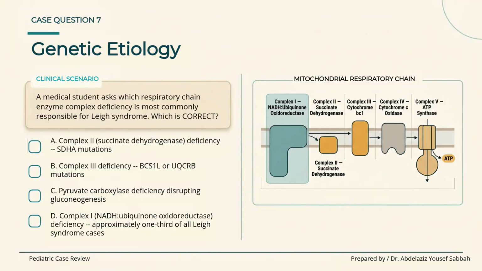Case question 7. A medical student asks which respiratory chain enzyme complex deficiency is most commonly responsible for Leigh syndrome. Which option is correct? Option A, complex 2, succinate dehydrogenase deficiency due to SDHA mutations. Option B, complex 3 deficiency due to BCS1L or UQCRB mutations. Option C, pyruvate carboxylase deficiency, disrupting gluconeogenesis. Option D, complex 1, NADH ubiquinone oxidoreductase deficiency, accounting for approximately 1/3 of all Leigh syndrome cases. Think about which complex is the largest and most frequently implicated.